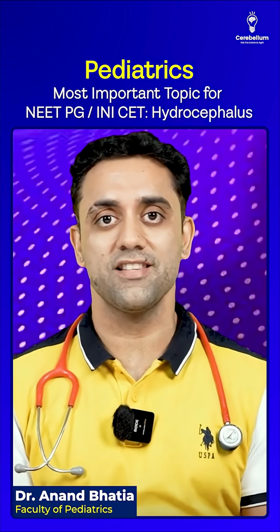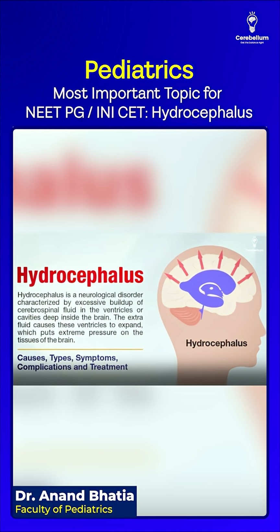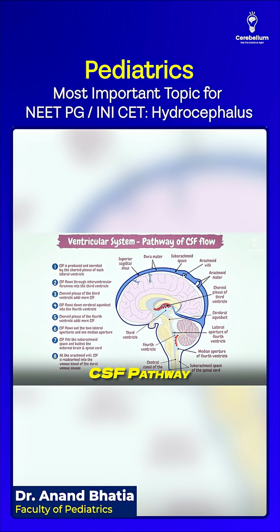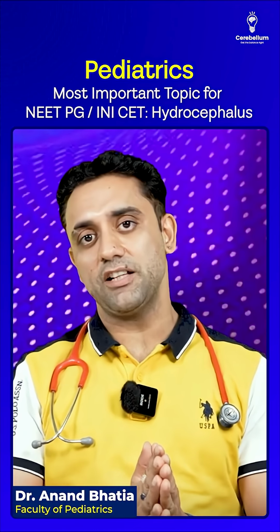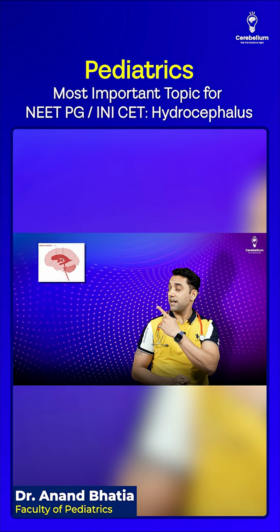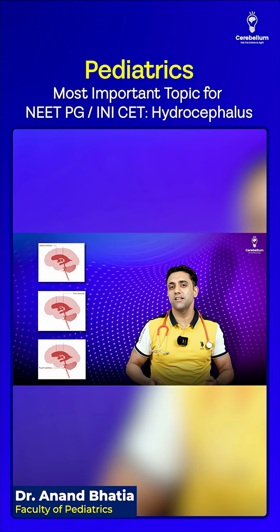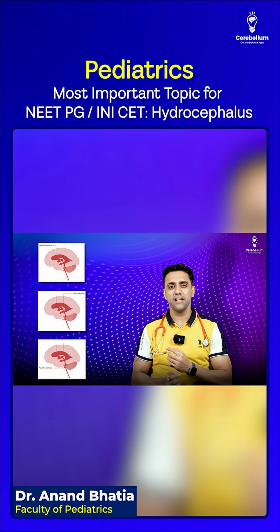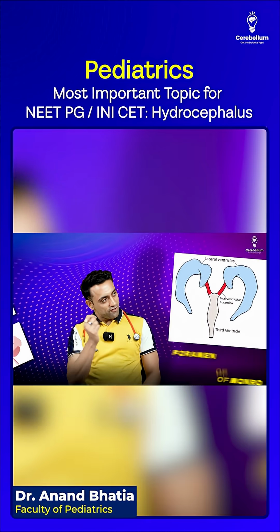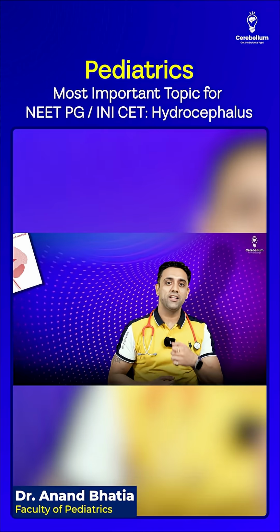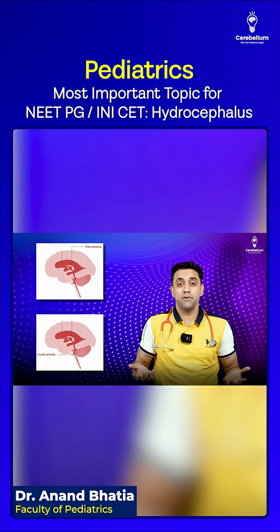Why does hydrocephalus happen? In hydrocephalus, there's a problem in the CSF pathway. Let's learn the whole picture of the CSF pathway. In the CSF pathway, we have the lateral ventricle, third ventricle and fourth ventricle. If I ask you a simple question, lateral ventricle and third ventricle are connected by which foramen? The answer is foramen of Monro. And third ventricle and fourth ventricle are connected by which foramen?